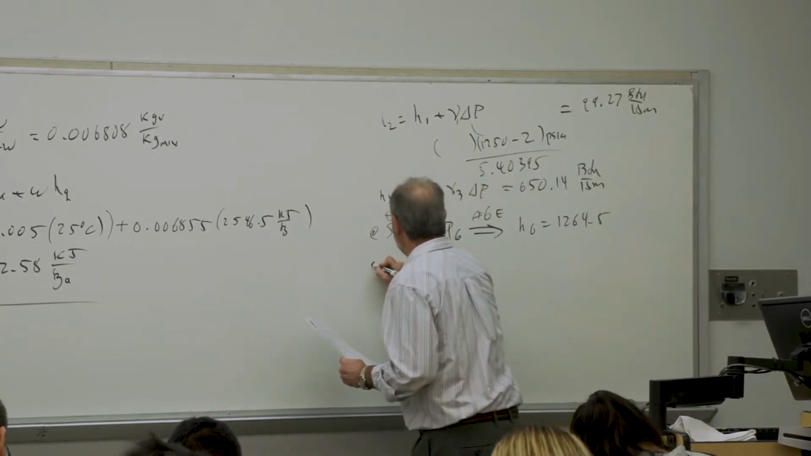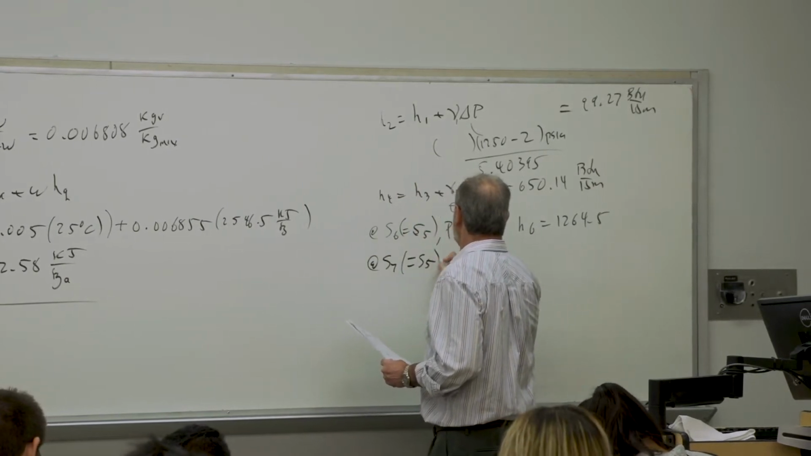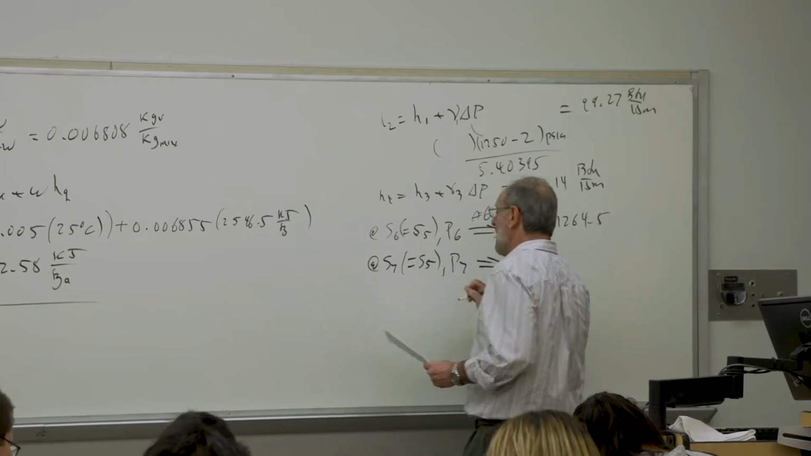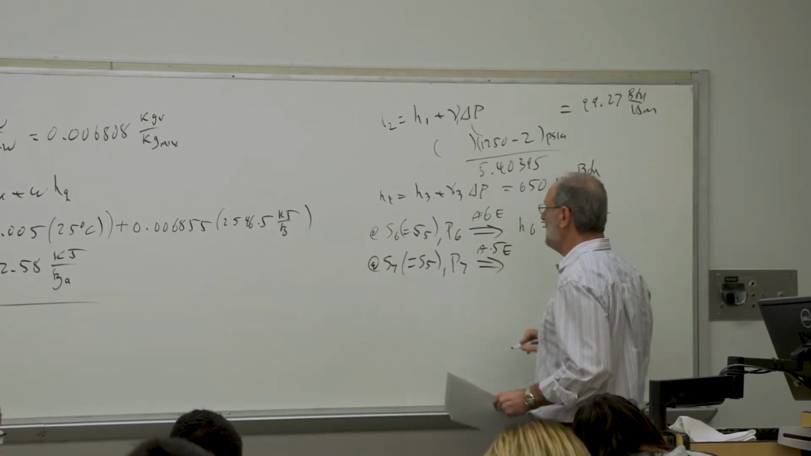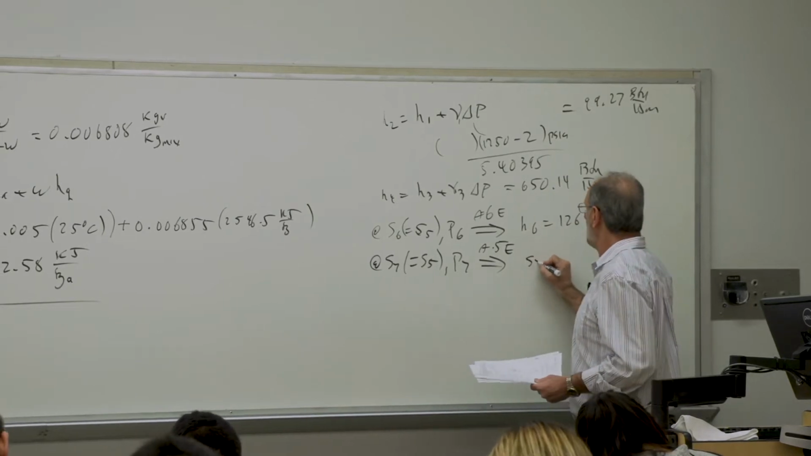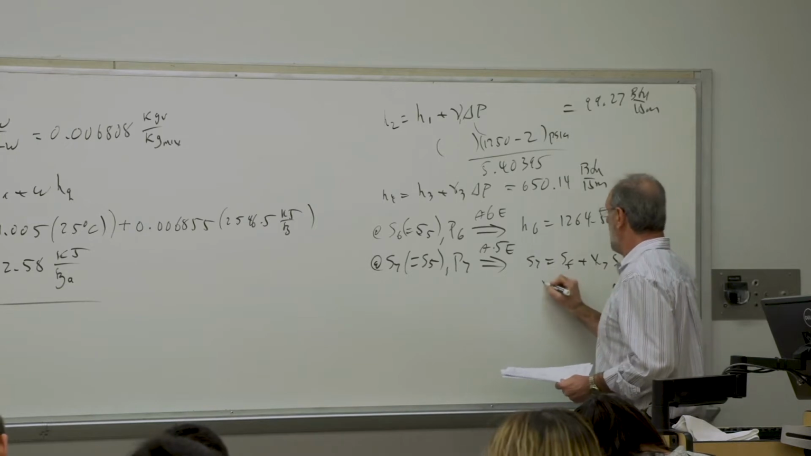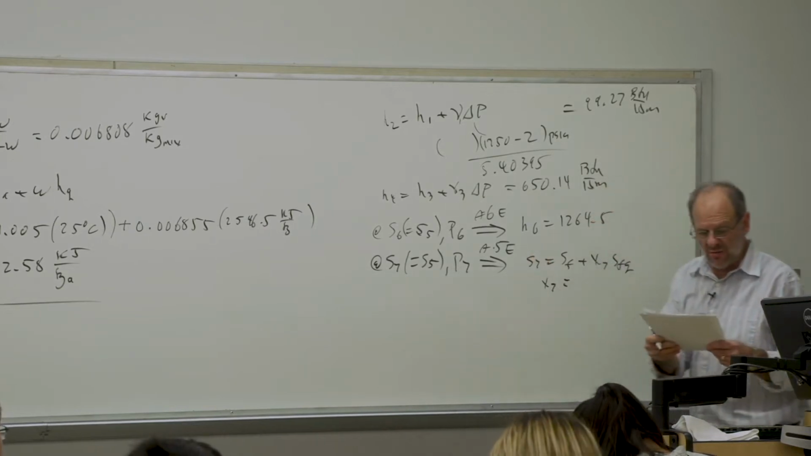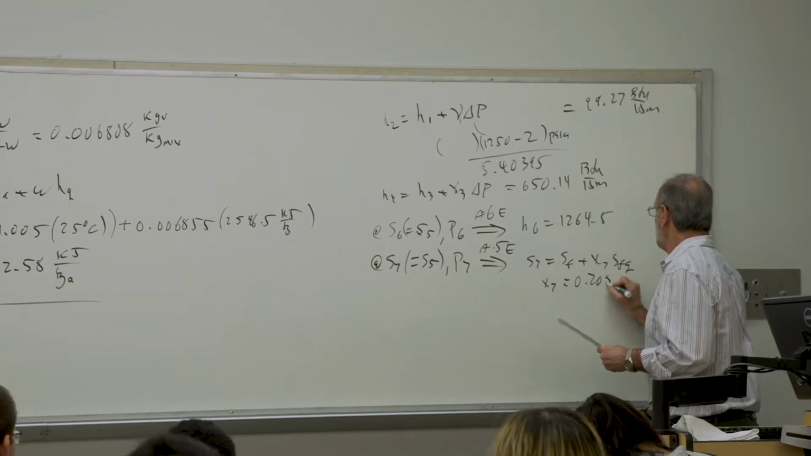And then we continue to 7. So now at S7, which also equals S5, and at P7, here we definitely have a two-phase mixture, so we have to go into table A5E. We have to use our entropy data in order to get the quality. I'm not going to go through all the math here. We've done this a million times. We end up with a quality of 0.7083.